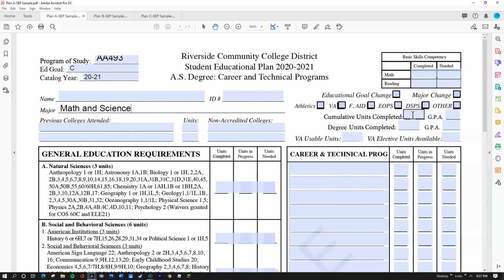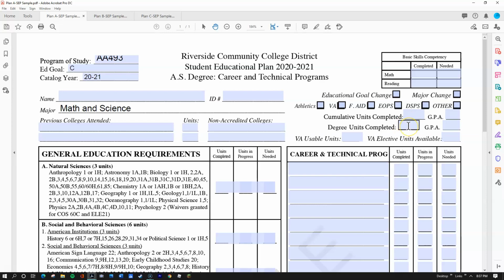This is where we would calculate all of your cumulative units that you've completed at RCC. We don't do third-party units, so if you had other community college credits, we wouldn't count those here. This is just how many units you've completed and the GPA for those units. Now, some of those units, if they're remedial math courses or courses that are not applicable to your degree, would not count into this area.